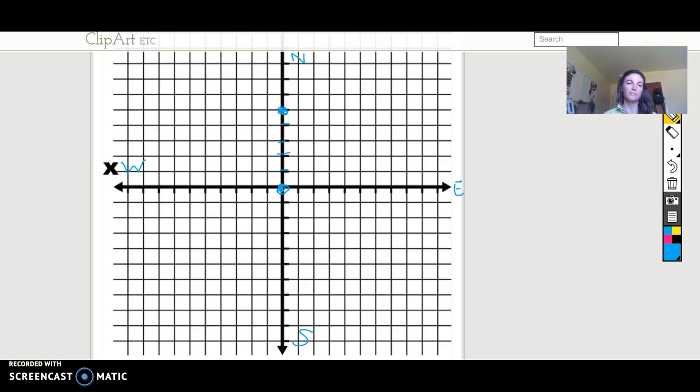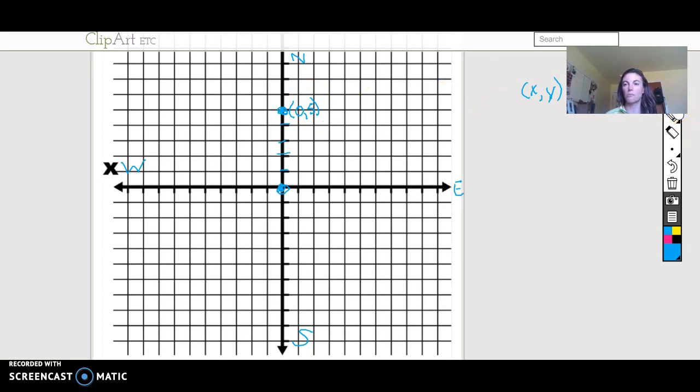If we were marking these as an ordered pair, we always write x first and then y. So this would be at the point 0 and 5. So 5 units to the north.